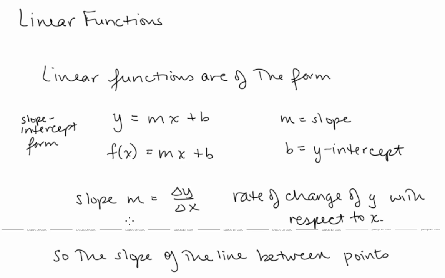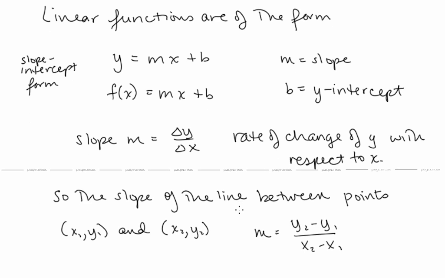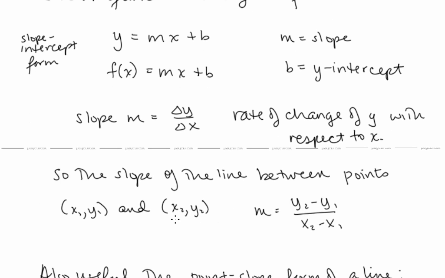We know that the slope m is change in y over change in x. That's the rate of change of y with respect to x. And so the slope of the line between points x1, y1 and x2, y2 is m equals y2 minus y1 over x2 minus x1.